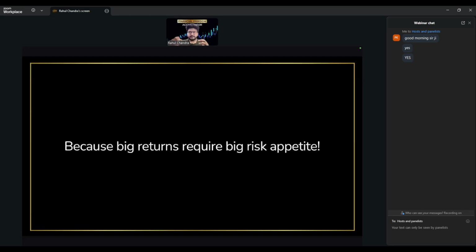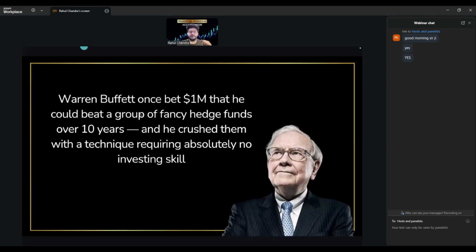Right? Now, having given you a gist of what a small cap stock is, I want to take your attention to a very interesting study done by a very famous person, right? And this study is about Mr. Warren Buffett. Now, Buffett once bet $1 million, back in the day, against a group of sophisticated hedge funds. The challenge was to see who would come out on top in terms of returns over a decade, or over 10 years. Okay.